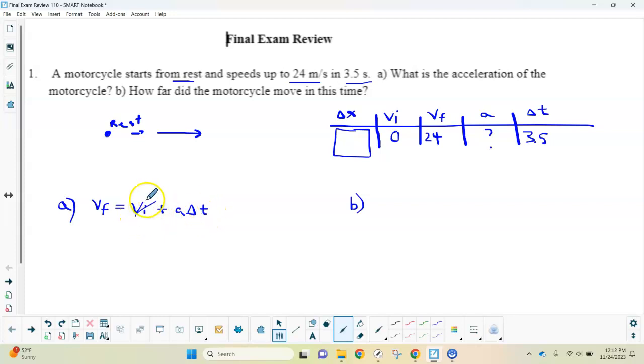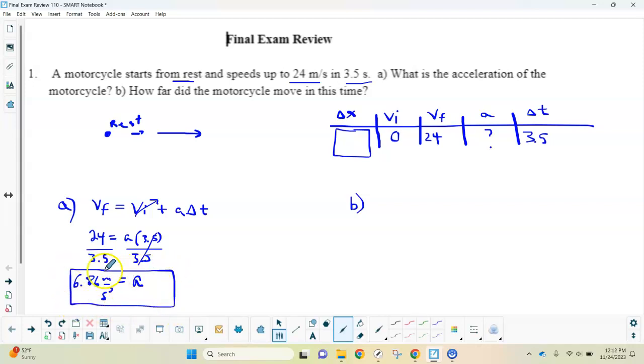So plugging into this, Vi is 0, so you can just ignore that. Vf is 24, so we get 24 equals A times the time, which is 3.5. You're going to solve for A by dividing through on both sides by 3.5. So that drops out over here, and 24 divided by 3.5 gets you 6.86 as our acceleration. So 6.86 meters per second squared is what you would have for that answer for part A that I just put in the box there.